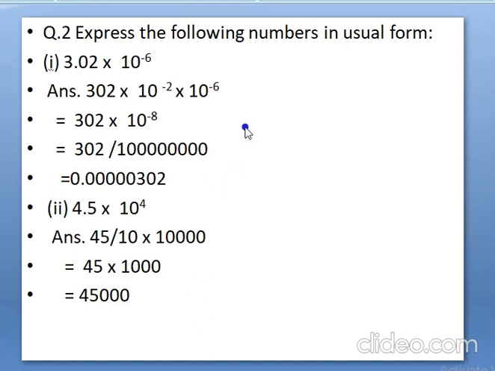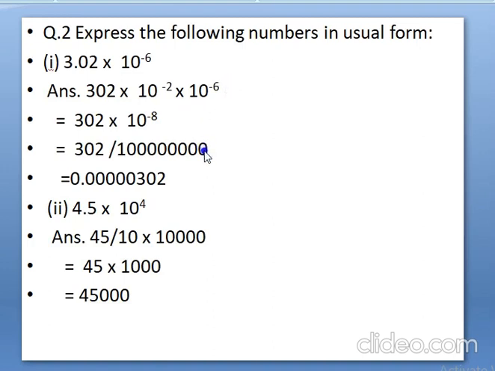Now question number 2. Express the following numbers in the usual form. First one is 3.02 into 10 to the power minus 6. So for taking out the decimal, we will write in the exponent form 302 into 10 to the power minus 2 into 10 to the power minus 6. Minus 2 and minus 6 will become minus 8. So 302 into 10 to the power minus 8.